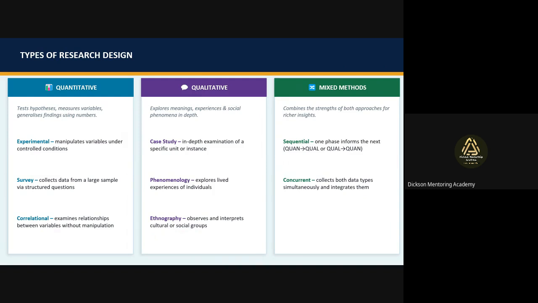For qualitative research design, it focuses on meaning, experiences, and depth. So you explore the meaning, experience, and social phenomena in depth. The types of qualitative research include case study. Here you do an in-depth examination of a specific unit, specific instance, or a specific case.